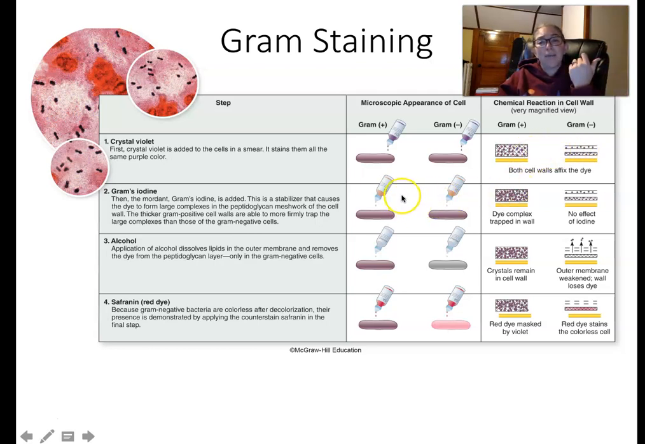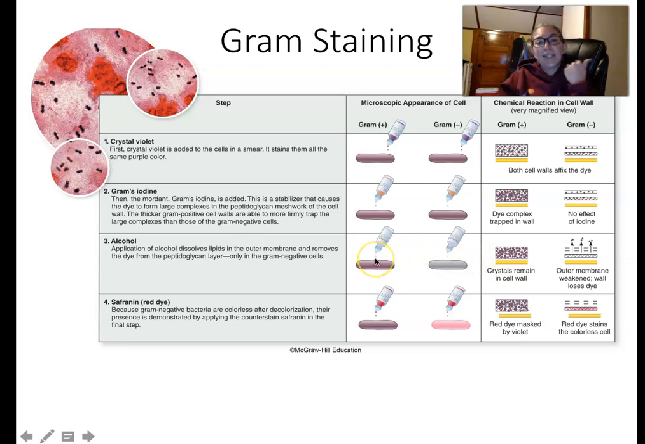The second step is called the mordant, all right? Iodine is a mordant. It causes the crystal violet to kind of clump together. So here you can see the dye molecules are kind of spread apart, and here they clump together. All right, they don't clump particularly well in gram-negative because the peptidoglycan layer is so thin. There's such a small amount of dye in there, they don't get too clumped together, but they do still clump.